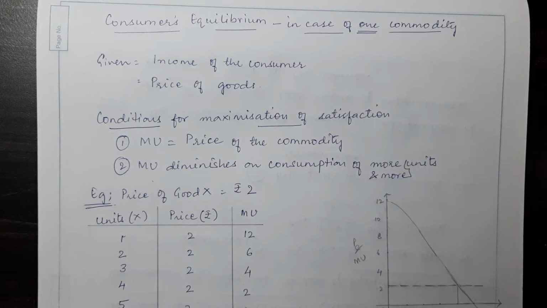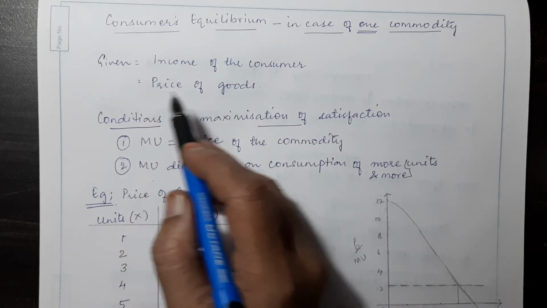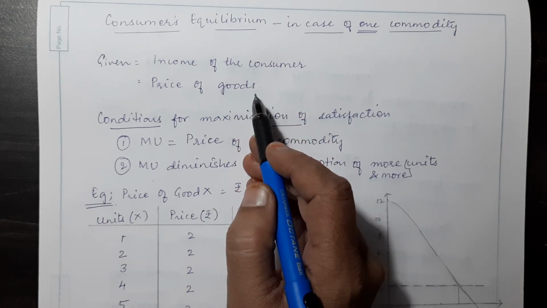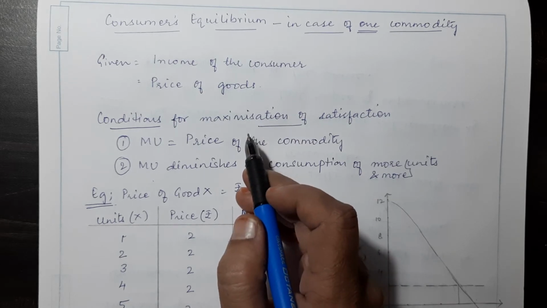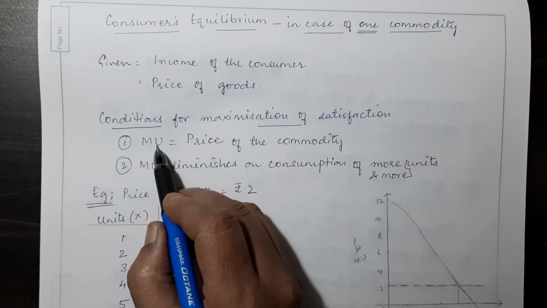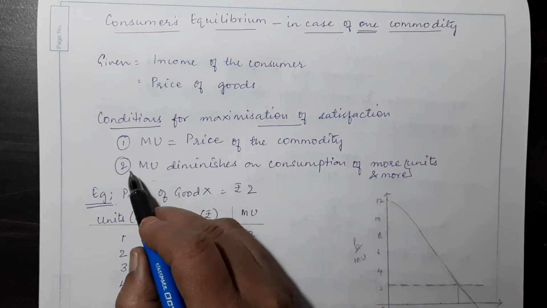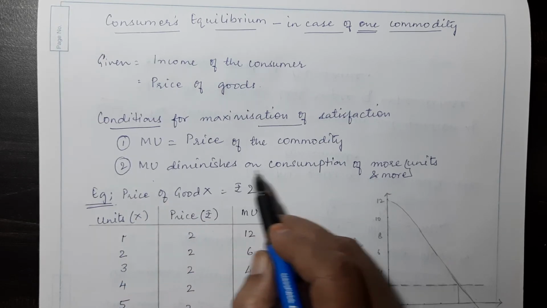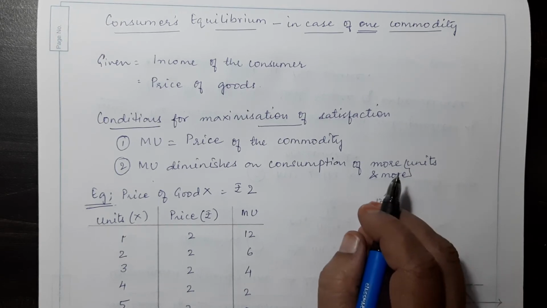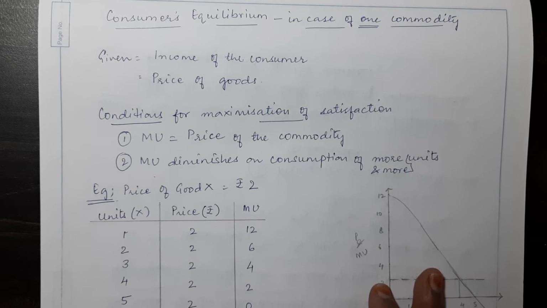Now let's assume that we are given the income of the consumer and the price of goods. That means we are aware of the income of the consumer and also the price of the goods available in the market. The conditions for maximization of satisfaction are that the marginal utility will be equal to the price of the commodity, and the marginal utility diminishes on consumption of more and more units of the good. That means it follows the law of diminishing marginal utility. Now let's understand this with the help of an example.